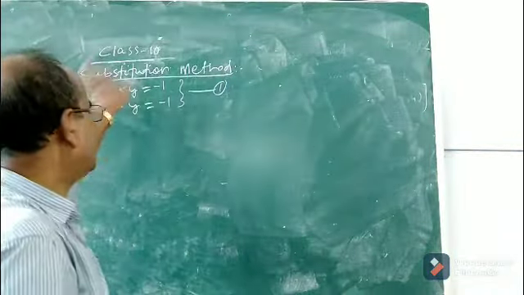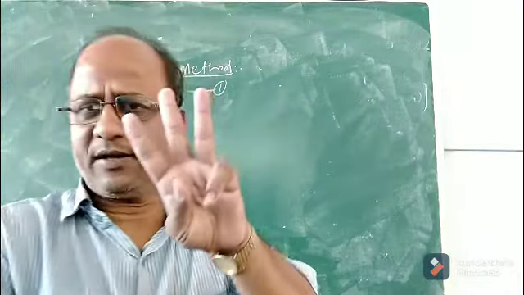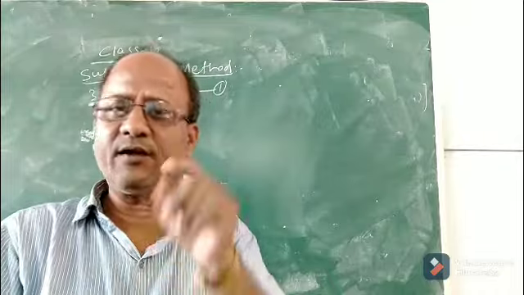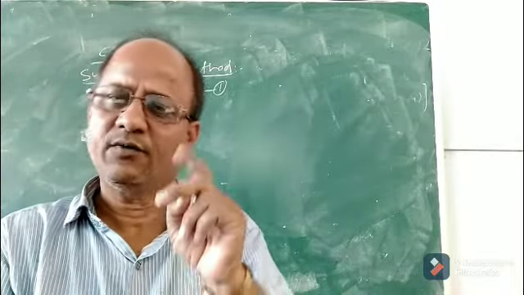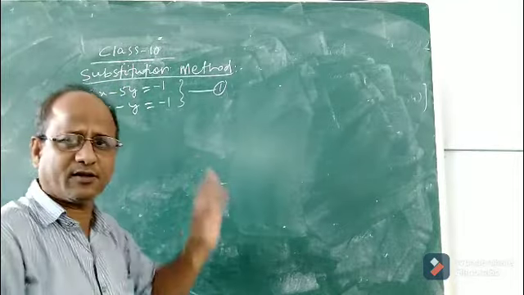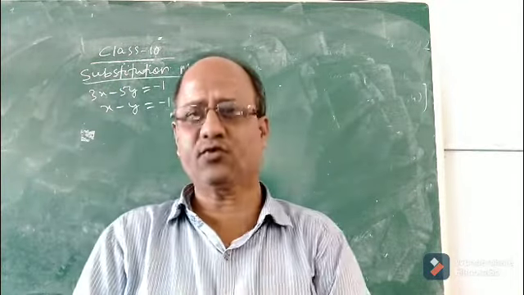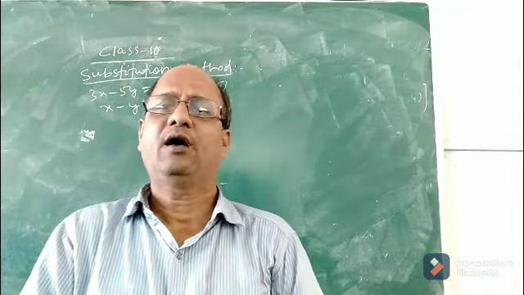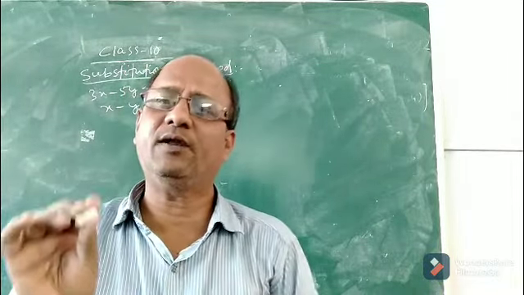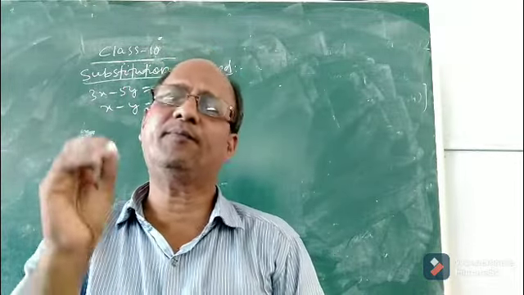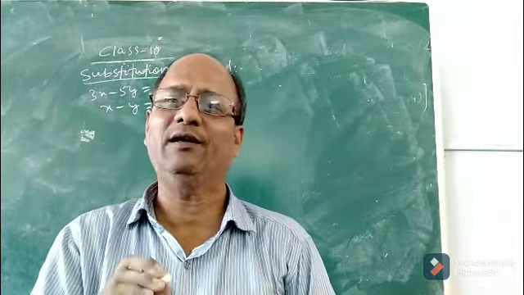So, algebraic method. There are three methods to find the unique solution of a pair of linear equations in two variables. What is the first method? First method is method of elimination by substitution, or the substitution method. So, what is substitution method? Let us see how by the substitution method we will find the unique solution of a system or a pair of linear equations in two variables.